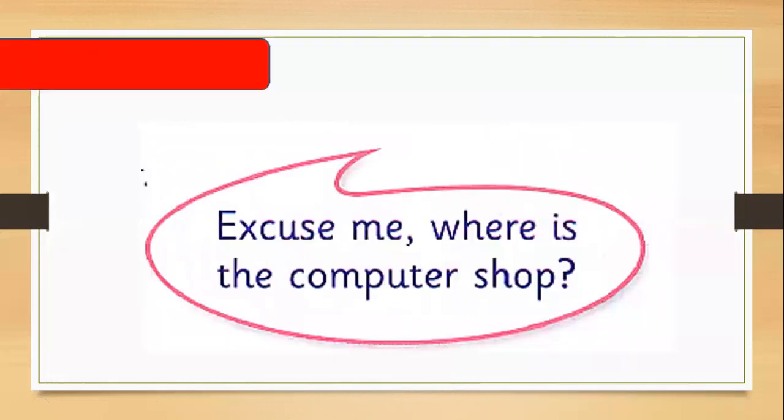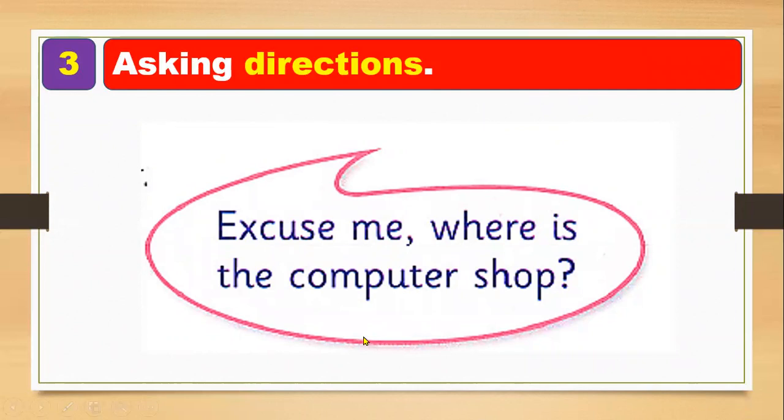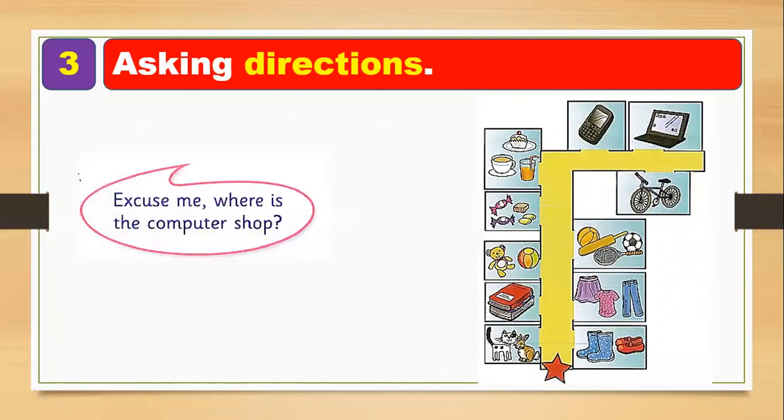Okay, how do we ask for direction? Excuse me, where is the computer shop? So let's say if someone asks you, where is the computer shop? You will say next to the phone shop. Excuse me, where is the bookshop? The bookshop is next to the pet shop. Excuse me, where is the sweet shop? The sweet shop is next to the cafe shop. In this way, you can ask for direction.